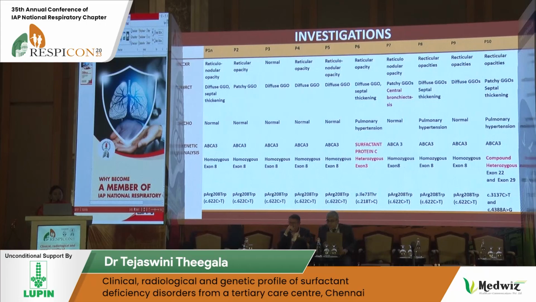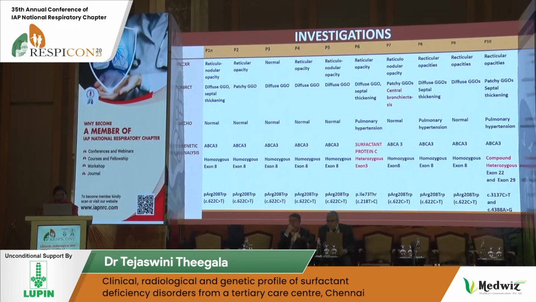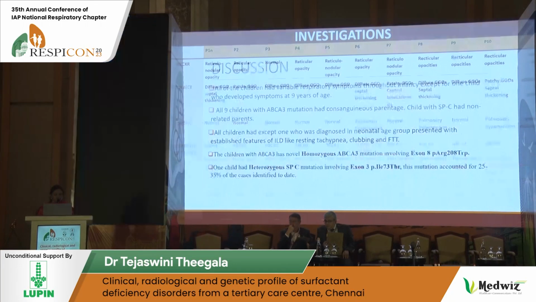And all children except for one proved to have ABCA3 mutation, inherited as autosomal recessive homozygous. Only one child is compound heterozygous, had 2 mutations. And surfactant protein C mutation was seen in 1 child, and it is inherited heterozygously, and it is autosomal dominant.